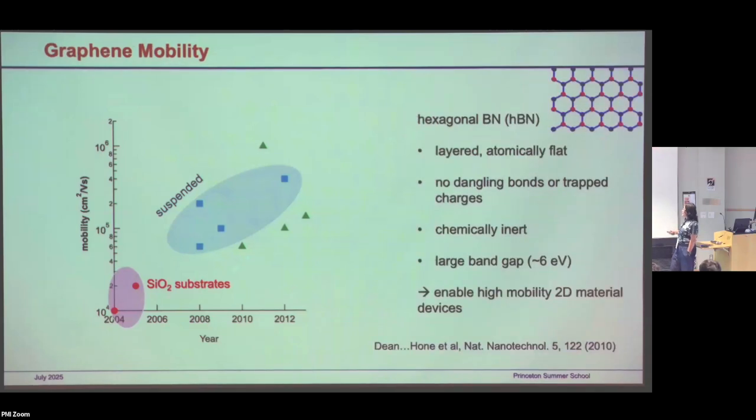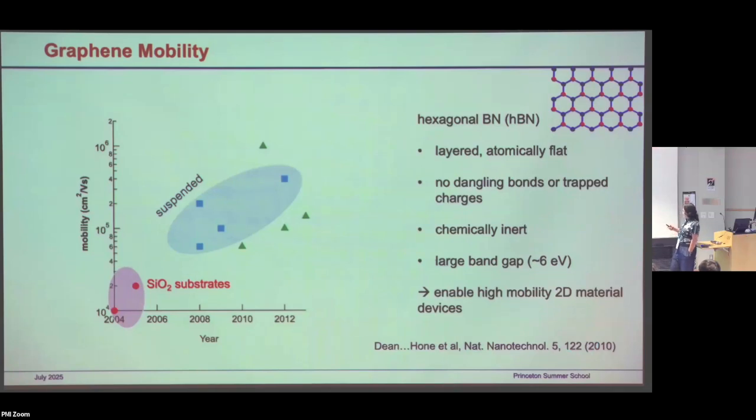And so the third generation of device is graphene on boron nitride, which also has a honeycomb structure with A and B sublattices, not carbon, but one sublattice is boron and the other sublattice is nitrogen. So a layer of boron nitride is flat, has no dangling bonds or trapped charges, and is chemically inert. It has a pretty large band gap of about 6 electron volts, so it is a really great insulator, atomically flat, with no trapped charges. This was also popularized by the Columbia group, where they first demonstrated the device.